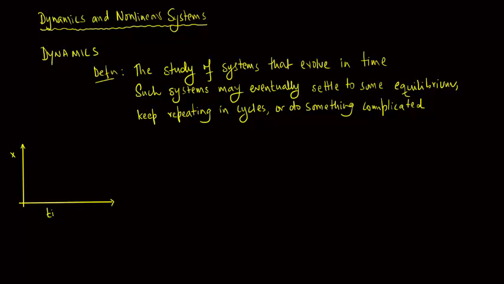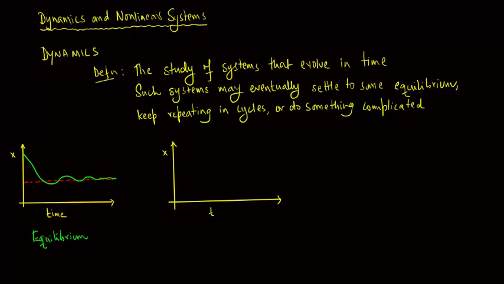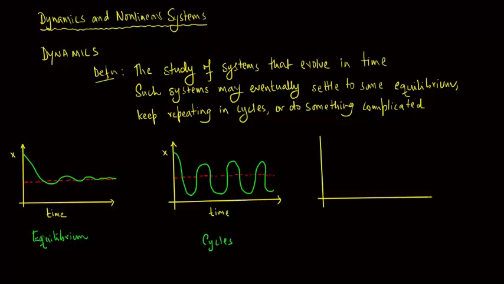X is the dependent variable, time is the independent variable, there is an equilibrium value, and the trajectories settle to that equilibrium. You can have another scenario where they don't settle to equilibrium, but they actually just keep repeating themselves in cycles. And the third scenario is where you neither have an equilibrium nor a cycle, but you keep doing something which is fairly complicated.